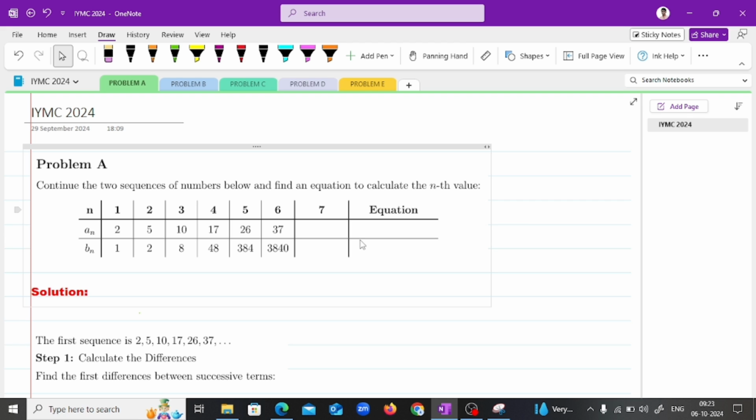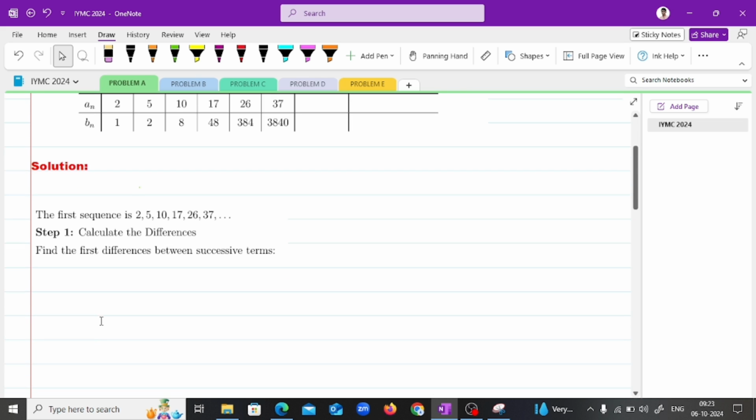Alright, here is our first sequence: 2, 5, 10, 17, 26, 37 and so on. Our goal is to figure out a formula that can help us find the nth term of this sequence. How do we go about this? Let's break it down step by step. Step 1 is calculate the difference. I have written down this sequence again. Find the first difference between the successive terms.